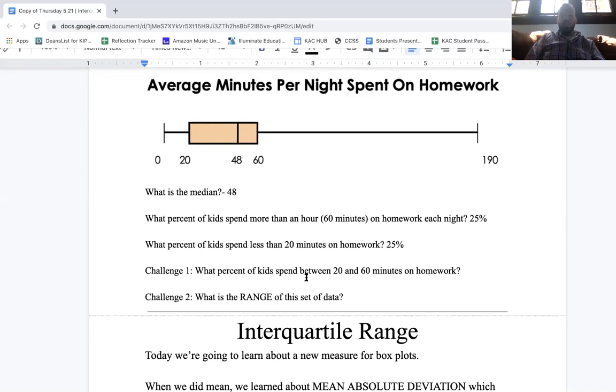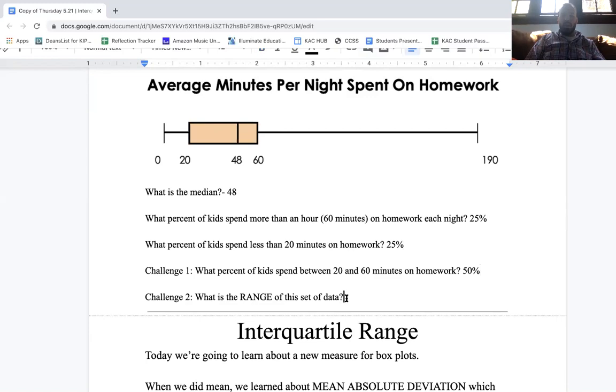Challenge question 1. What percent of kids spend between 20 and 60 minutes? 20 is here and 60 is here. I know this section of the graph is 25%. I know this section of the graph is 25%. So what section is inside the orange? That's 50% altogether. 25 plus 25.